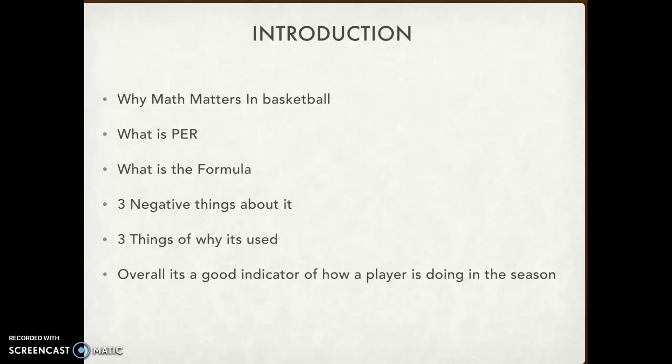So I'm going to show you why math matters in basketball. In the world of basketball, the PER is an important statistical and mathematically based formula that takes all players' stats and puts it into one plus or minus number after a basketball game to show how well the player has done. And it was developed by John Hollinger.